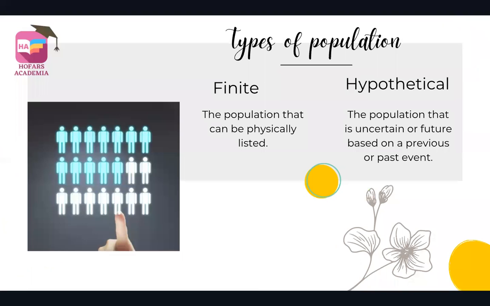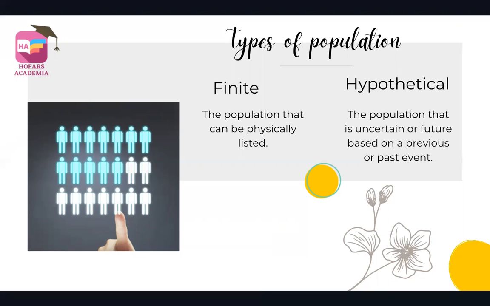With this, there emerged two types of population. One is finite, the other is hypothetical. As the name suggests, finite population means that population that could be physically listed, or it is important to calculate the items or individuals under observation. So, for example, the total population in all the flats of a society or the total number of students in a school, we can calculate that because that is finite, that is countable.